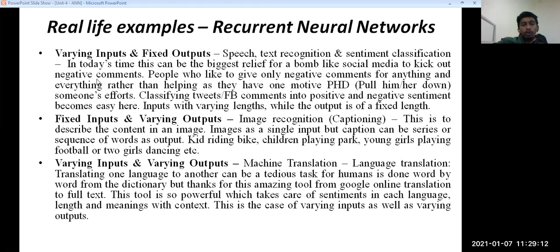And next one is about fixed inputs and varying outputs. This is a bit opposite to the previous one. So here we talk about image recognition, where an image will be given, and your algorithm needs to identify the contents of that image. Suppose you have been given an image where children are playing in a park. The algorithm needs to identify that image and give some sentence as the output, saying that there are some students in the picture playing football, or somebody is riding a bike, somebody is riding a cycle, children are playing in the park.